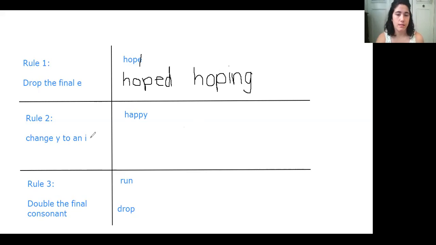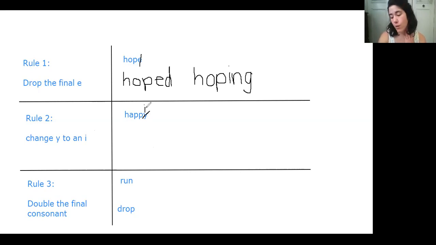And then if I go to rule number 2, in rule number 2, we're going to change the Y to an I. That means that we're going to take off that Y, we're not using it anymore, and we're going to replace it with an I. So for example, I have the word happy here. I'm going to cross it out because I know I'm not going to use it. And instead, I'm going to write an I above it. So I remember when I rewrite this word with its suffix endings, I include that I.